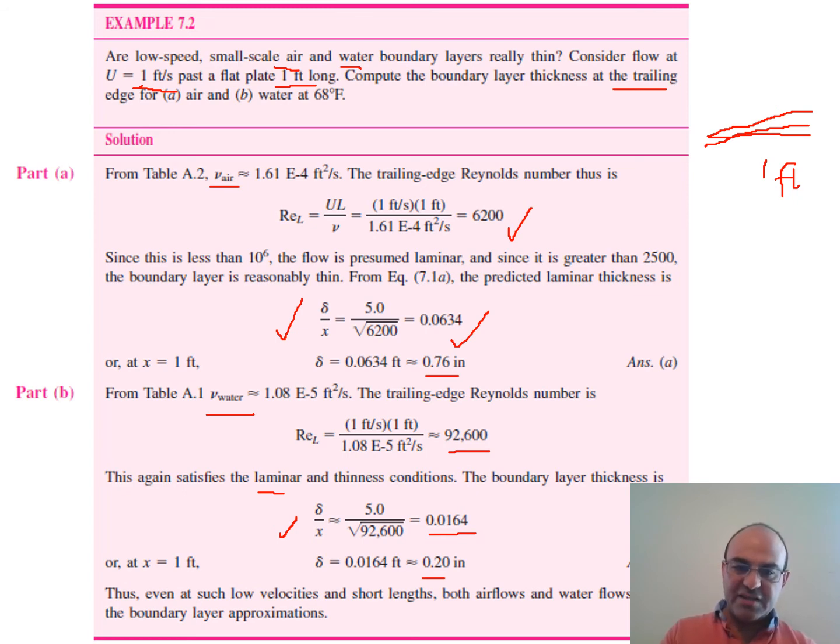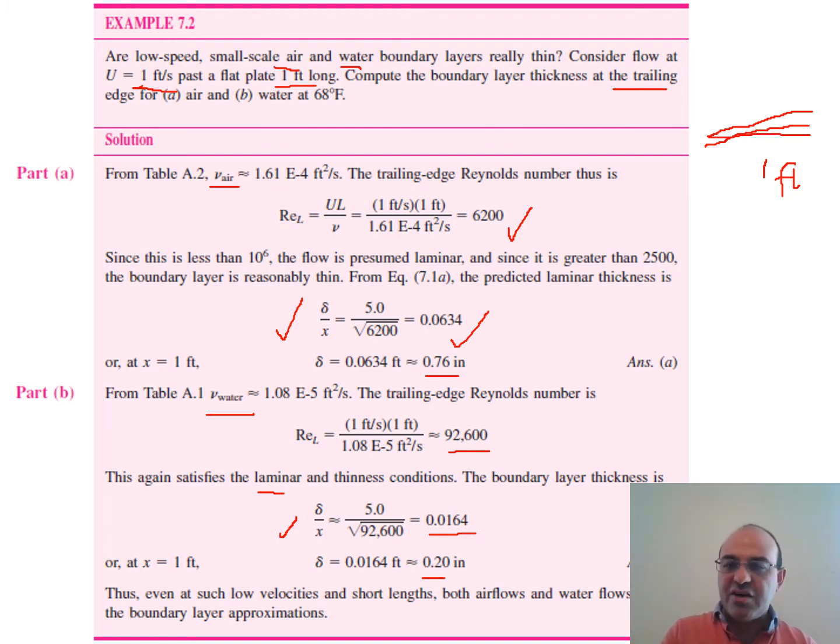Even at such low velocities, 1 feet per second is a very low velocity. In reality, in most cases, 1 feet per second is like a breeze. So it's a very low velocity air or water stream. Even in this case, the Reynolds number is larger than 1000, as we see in both cases, and the thickness is really much smaller than the length of the plate.